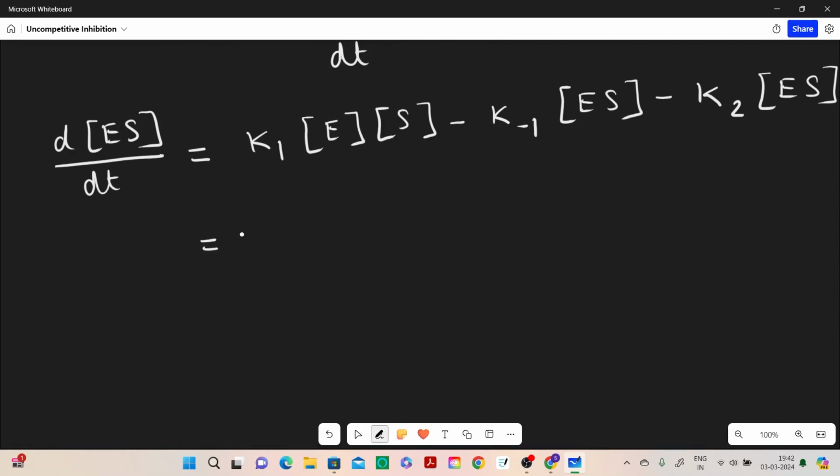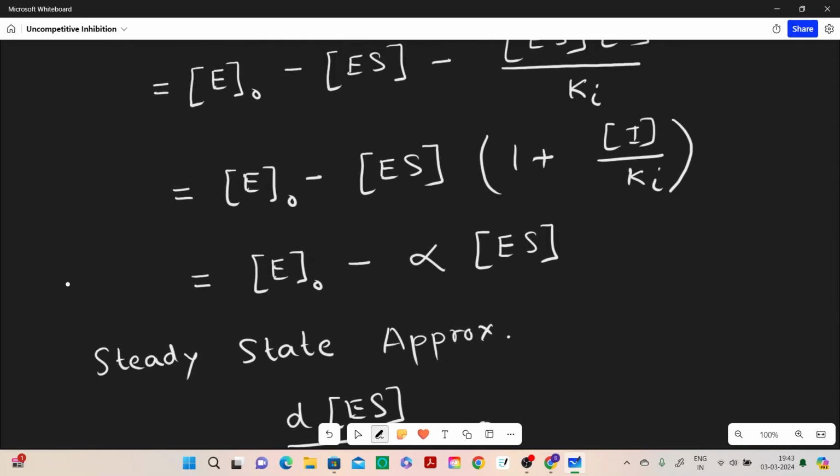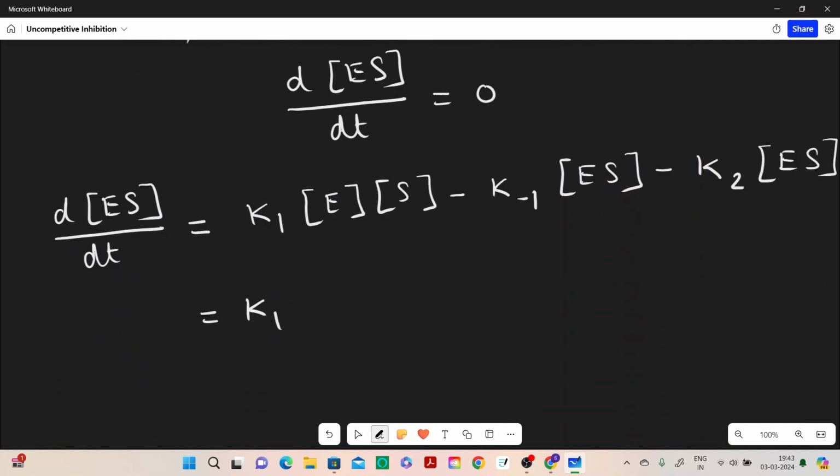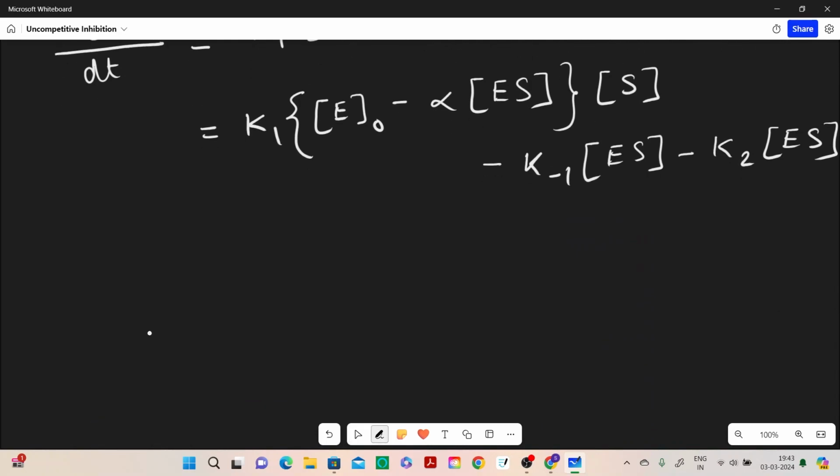Now what we will do is we will use the equation that we derived here for free enzyme. So this was for free enzyme present at the time of the reaction, and we'll put it down here. So we can write this as E naught minus alpha into ES, into S, minus K minus 1 ES minus K2 ES. Now we will expand this term.